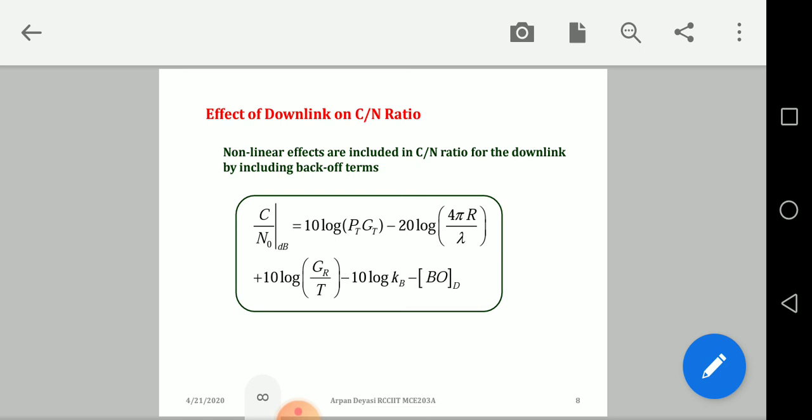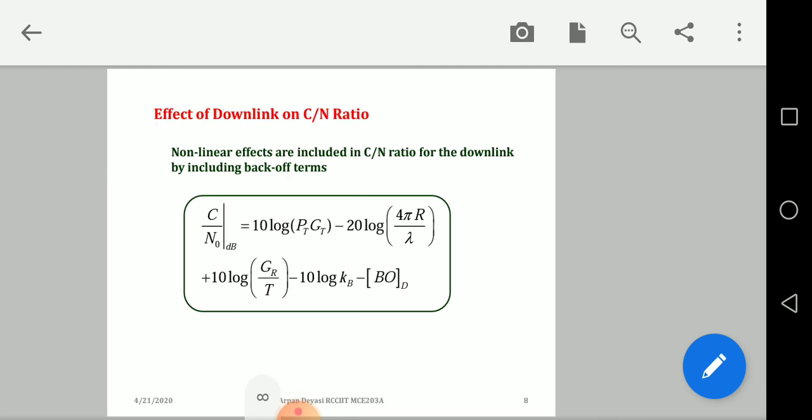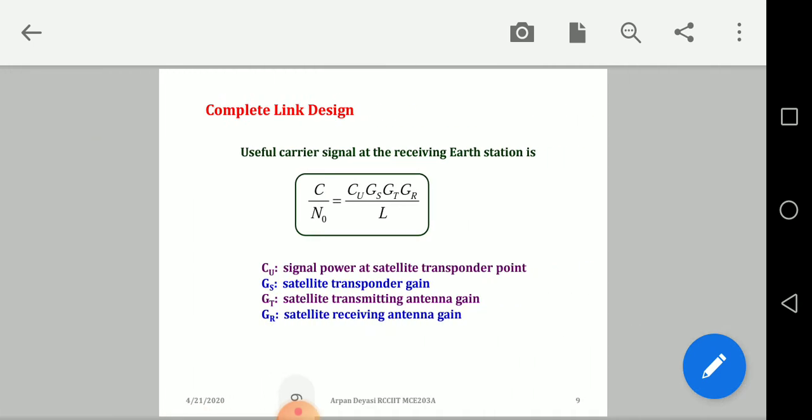So, we have now calculated the C by N ratio for uplink and downlink that I mentioned in the link design procedure. Now, how would I get the complete link design? That means, which function is most important, uplink or downlink?